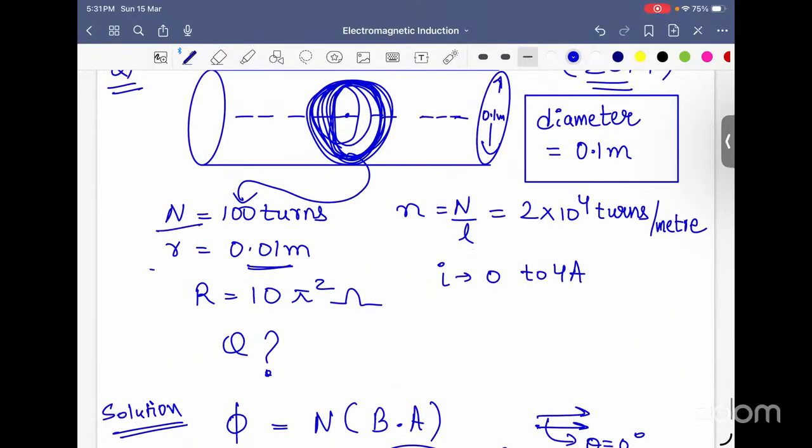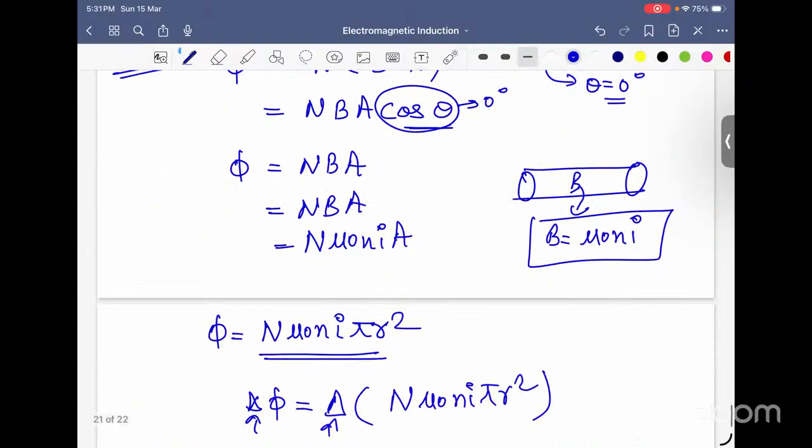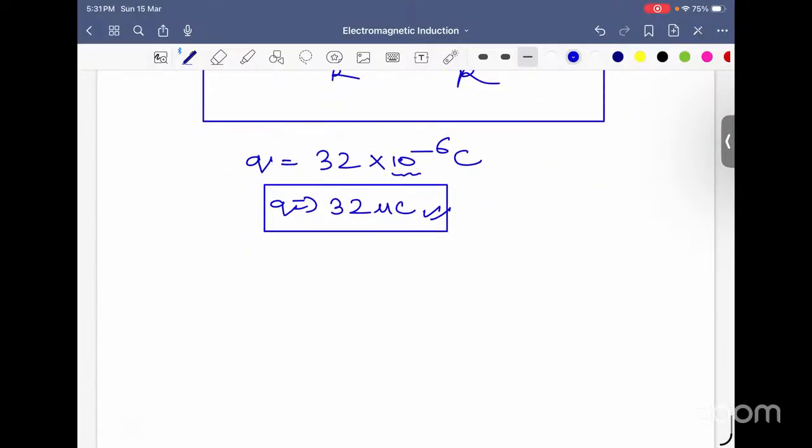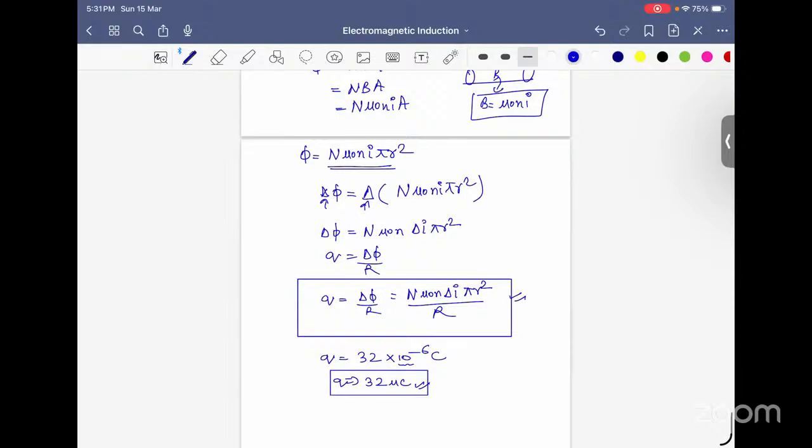All the values are given to you. You have the capital N value, the radius value, the R value, the number of turns per unit length, and the current increment. You can use all these things yourself. Okay, please note it down. Then we'll move next.